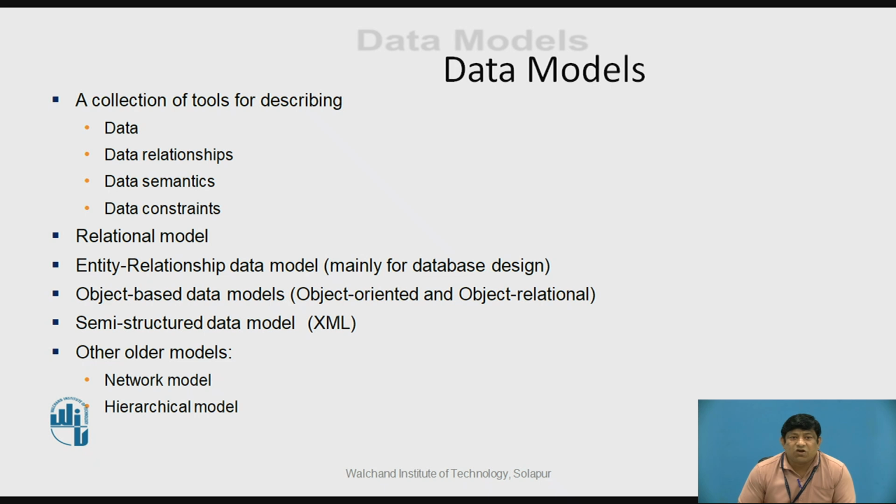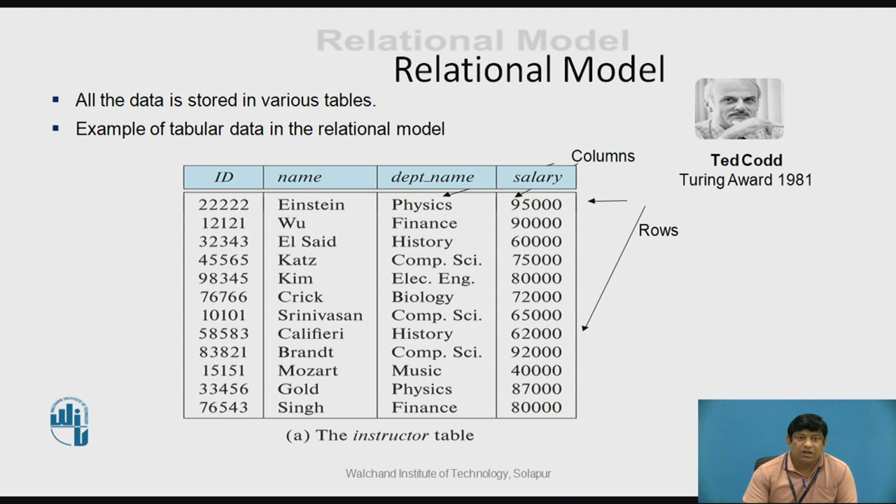A collection of tools for describing data models requires data, data relationships, data semantics, data constraints: the relational model, ER model, that is the entity relationship data model, object-based data models, semi-structured data model, and other older models like the network model and hierarchical model. Now here we consider a simple example of the relational model. Here, all the data is stored in various tables. Example of tabular data in the relational model.